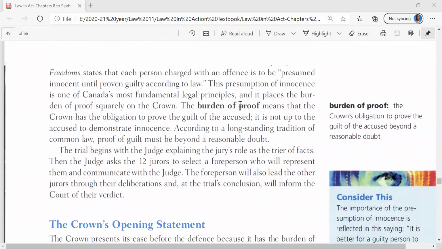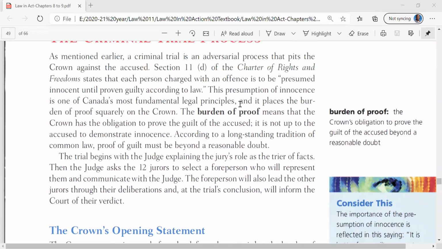I'm going to go through this. This is just a procedural process, but the only important thing I want to talk about is burden of proof. The Crown must prove your guilt. You are innocent until proven guilty. You don't have to prove anything.